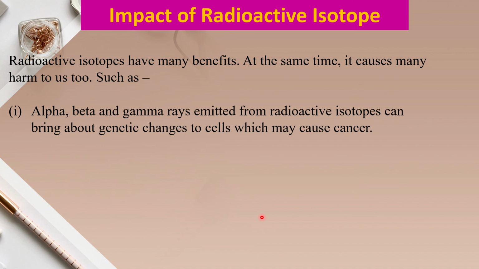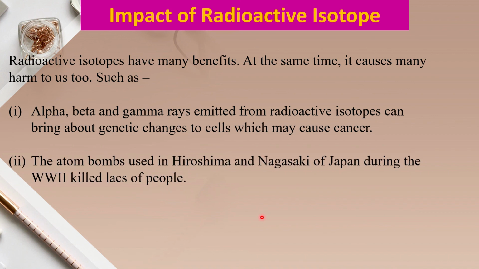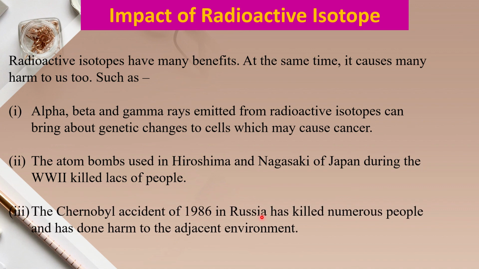Alpha, beta, and gamma rays emitted from radioactive isotopes can bring about genetic changes to cells which may cause cancer. The atom bombs used in Hiroshima and Nagasaki of Japan during World War II killed lakhs of people. The Chernobyl accident of 1986 in Russia has killed numerous people and has done harm to the adjacent environment.